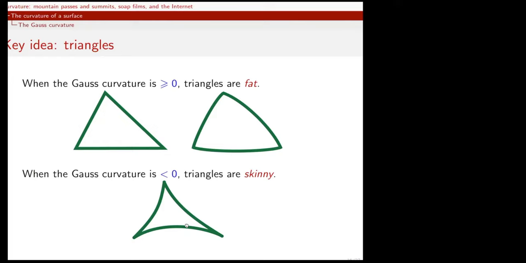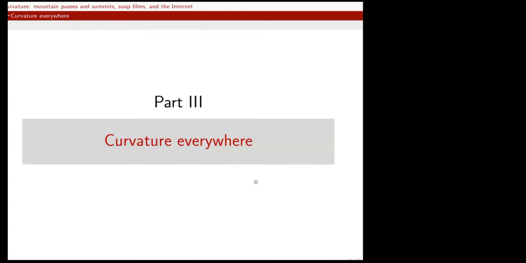And the curvature, the Gauss curvature, is something defined by a horrible formula that I flashed on the screen before. And it has the property that when it's positive, the triangles are fat. When it's negative, they are skinny like this. Okay, that was geometry, the geometry of surfaces. And now let's go into different worlds.